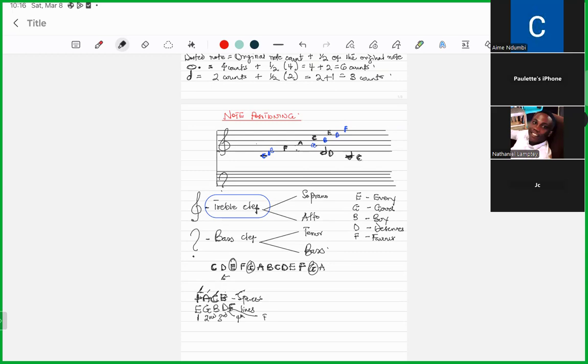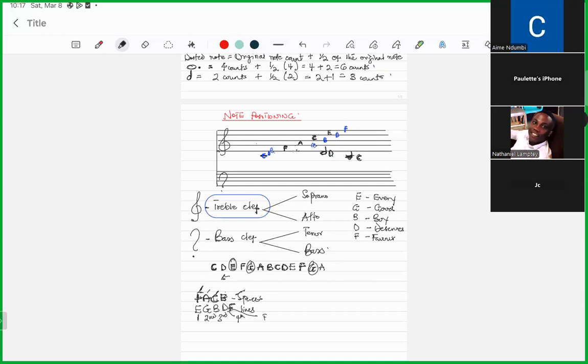Yeah, so now it becomes something like an alphabetical order thing. So we have the C and D, then your first line is E, first space is F. Then after a space, you move to a line. Even when we start with the C, it is on a line, but that line is not part of our ledger lines over here. So our C is here. The next thing is the space, which is D.